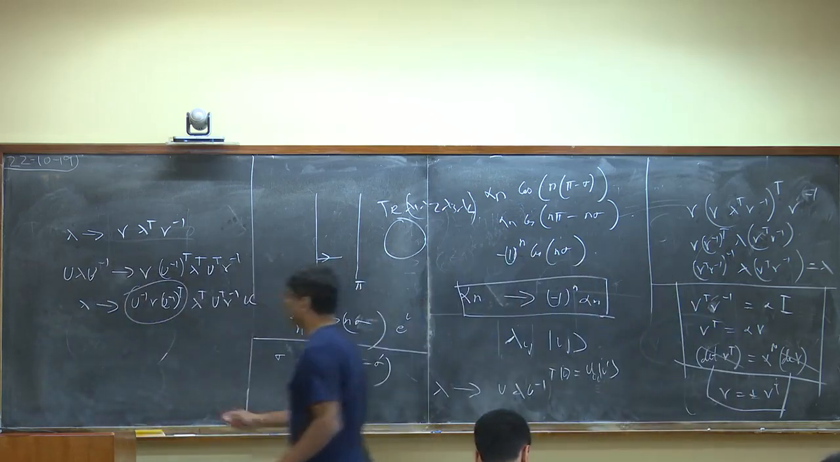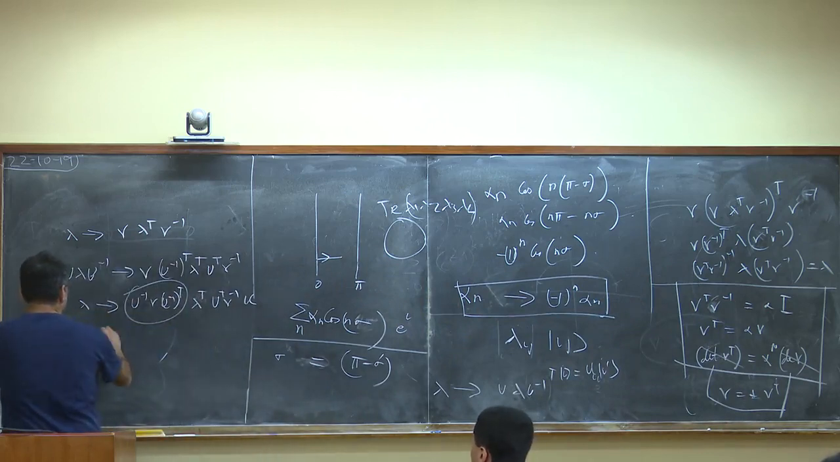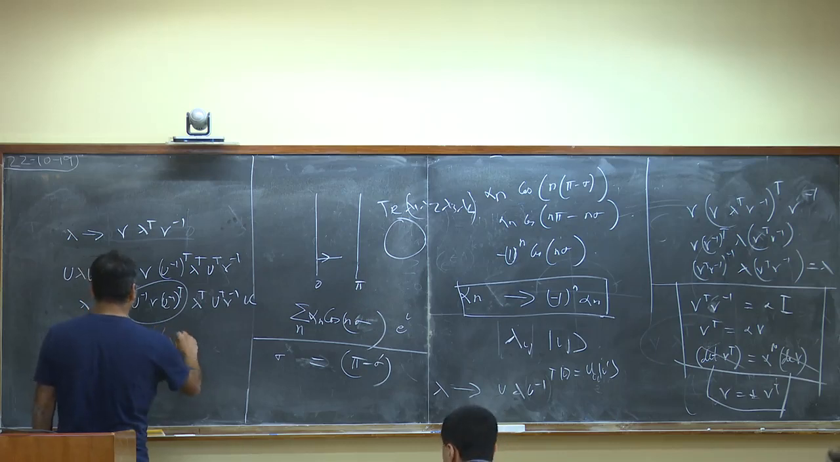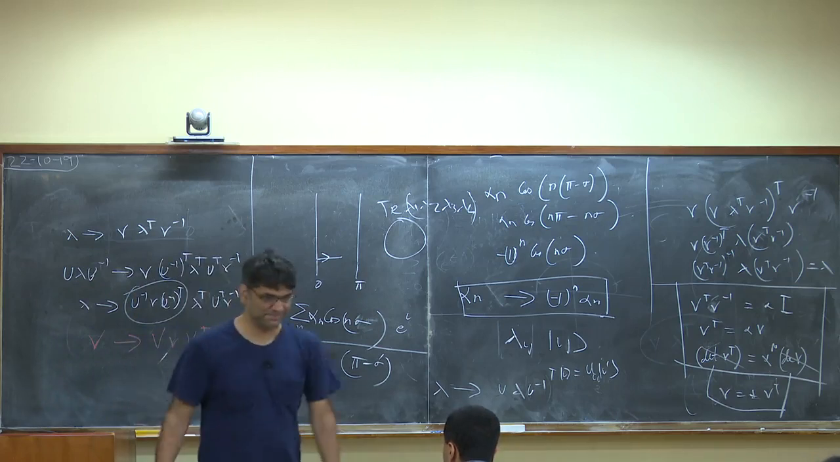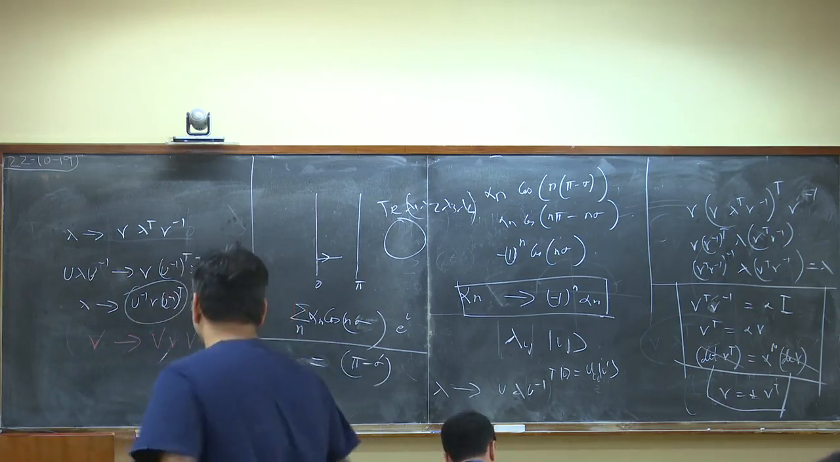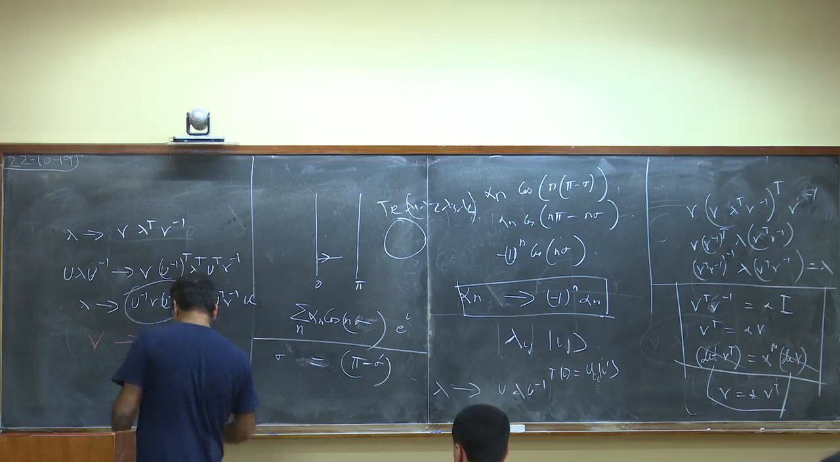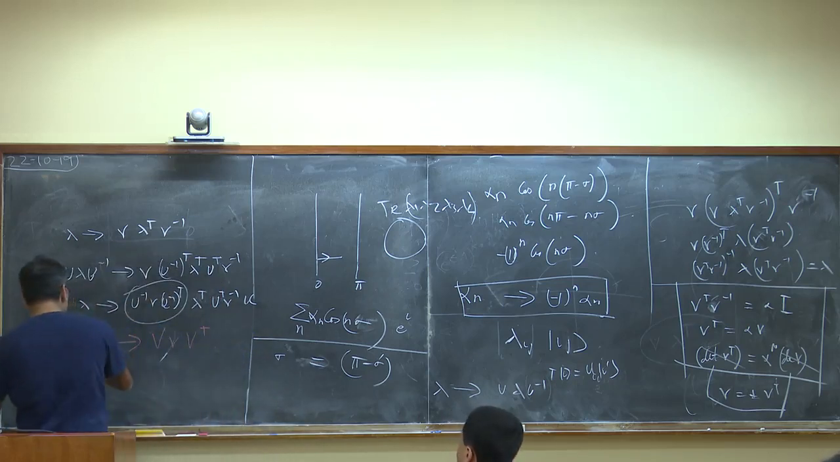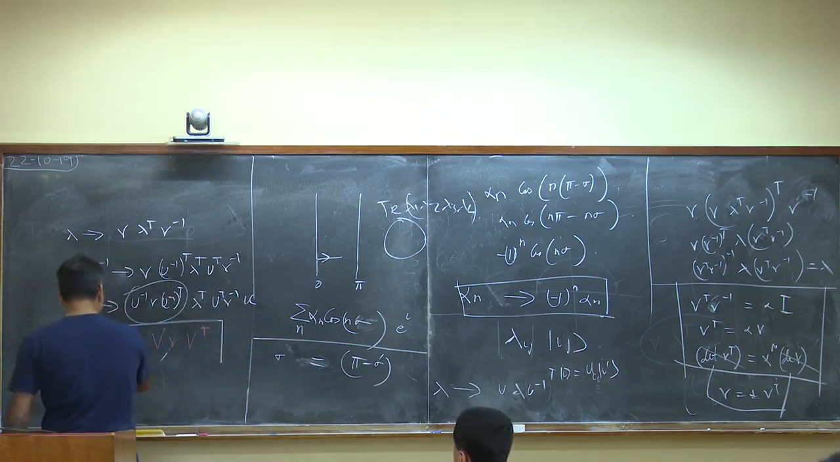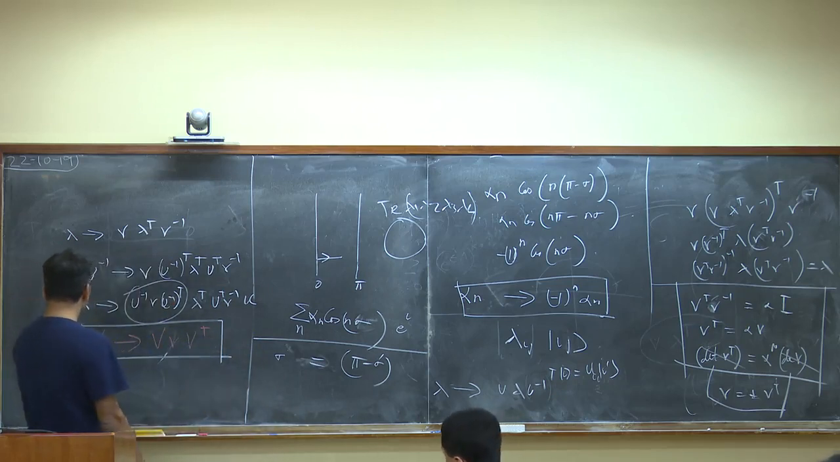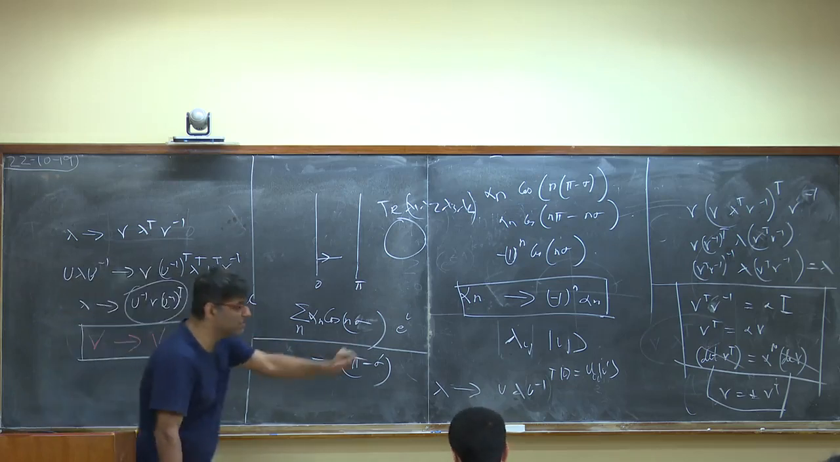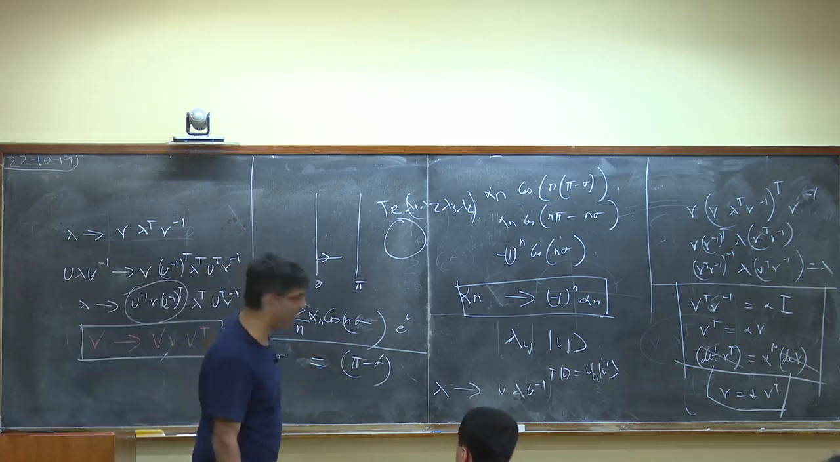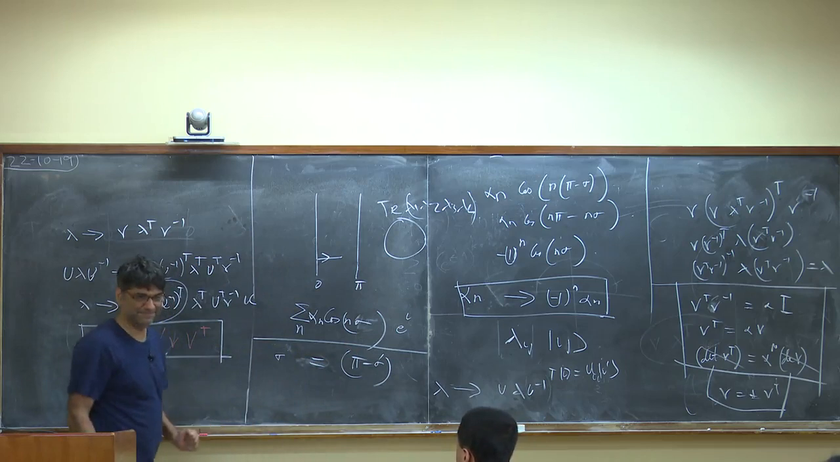Relabeling u inverse as V, the effective transformation of gamma under change of basis: gamma goes to V gamma V transpose, where V was u inverse. Okay, so now suppose the original gamma, we had said that gamma was equal to plus minus gamma transpose. Yeah. This is going to preserve that, right?